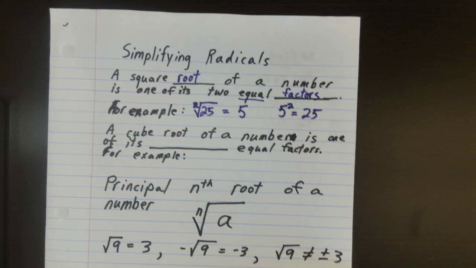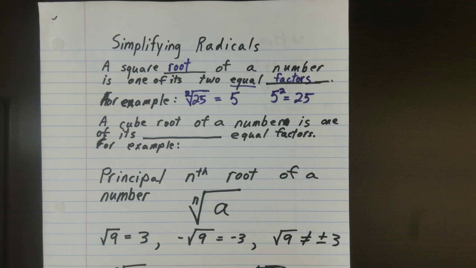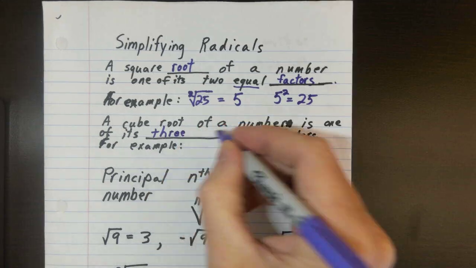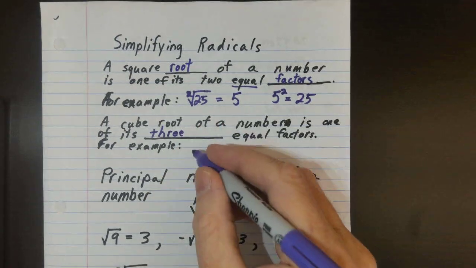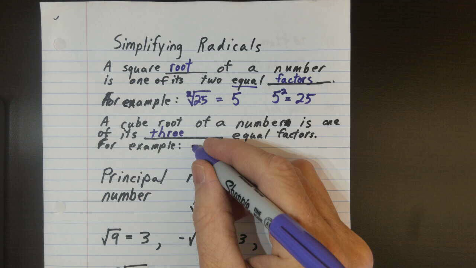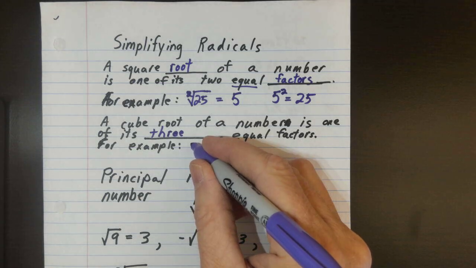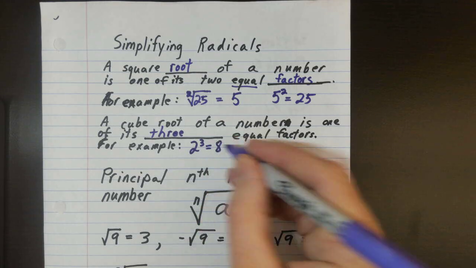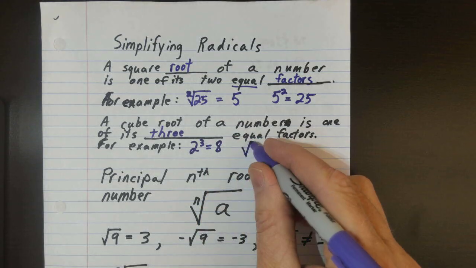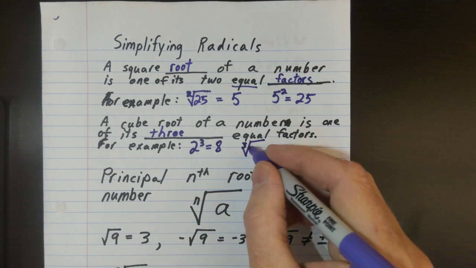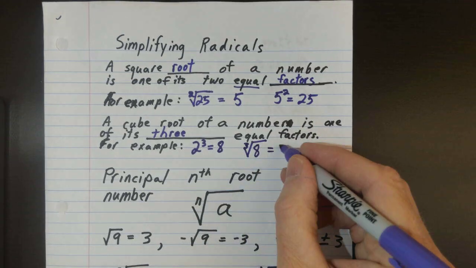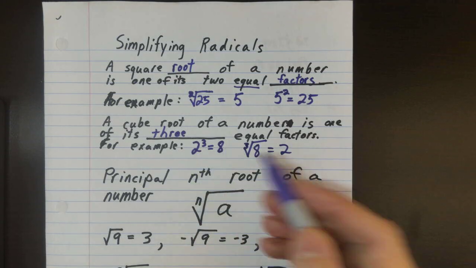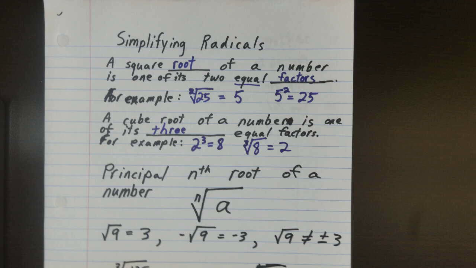A cube root of a number is one of its three equal factors. All right, let me kind of do it in reverse this time. Since 2 to the third power equals 8, that means the cube root, and this is how you write a cube root, the cube root of 8 is equal to 2. There's three equal factors. 2 times 2 times 2 is 8. So the cube root of 8 is 2.